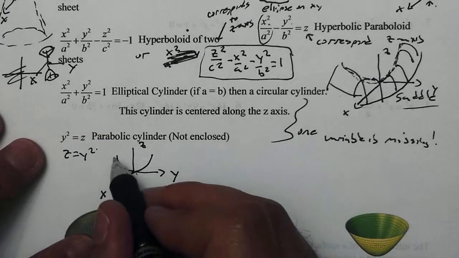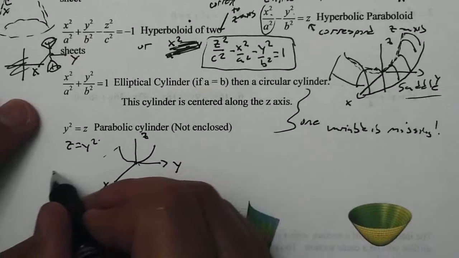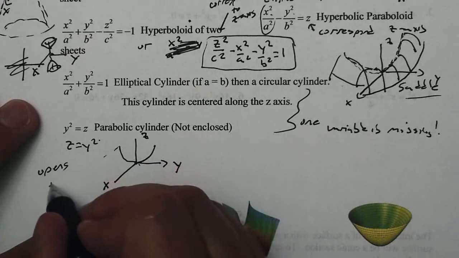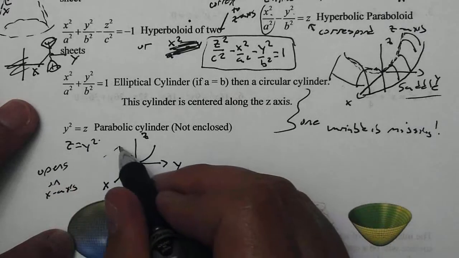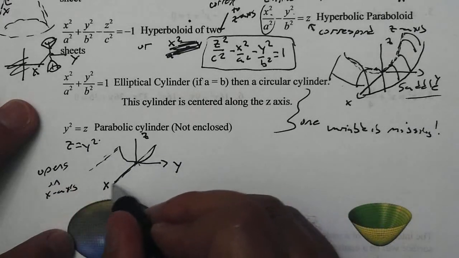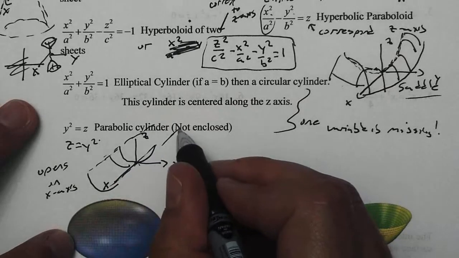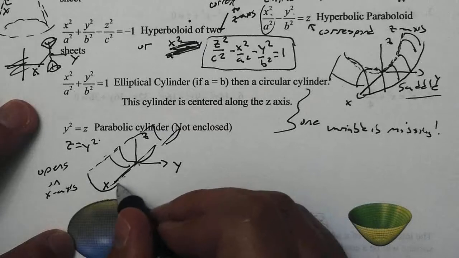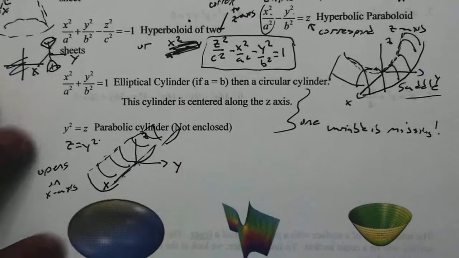Well, what does a cylinder look like? It opens on the X. Now be careful. This opens on the X-axis. How do I know that? Well, the X is the one missing. X could be anything. And I just go down like this, and there is our cylinder. Of course, it goes in the other direction too. Okay? And you can kind of see like a little bowl, like a little trough, something like that.